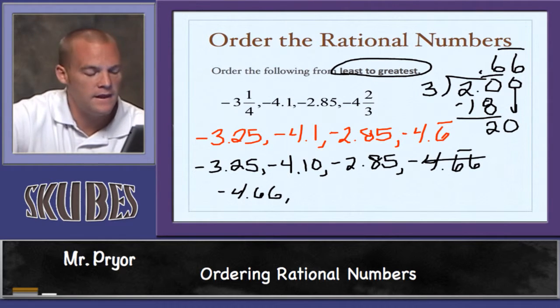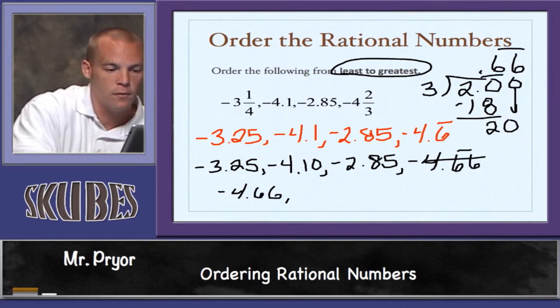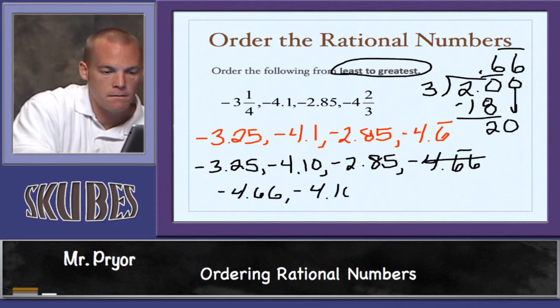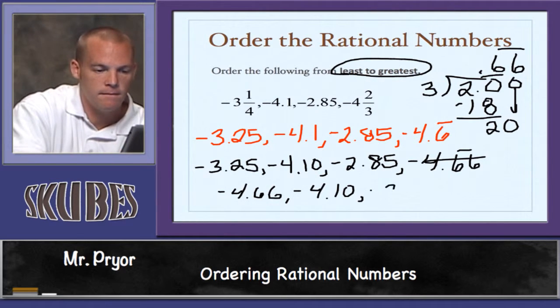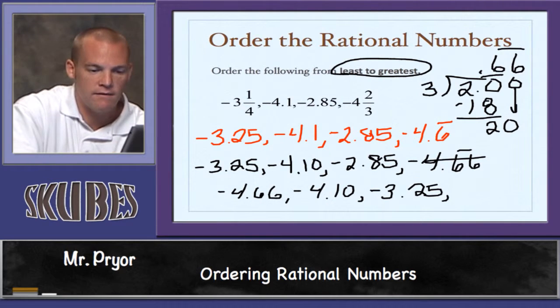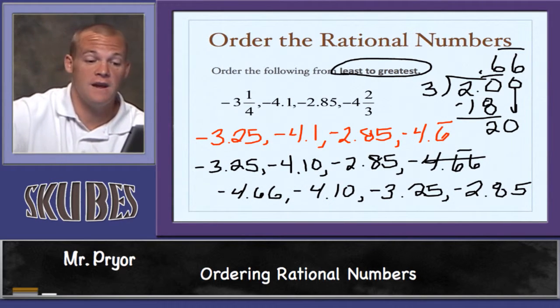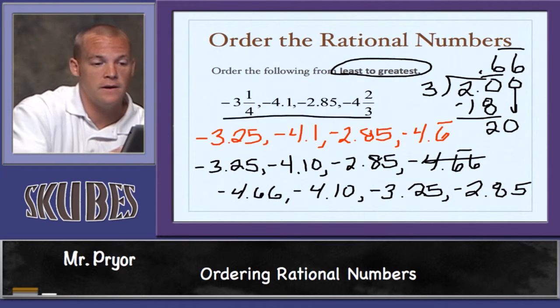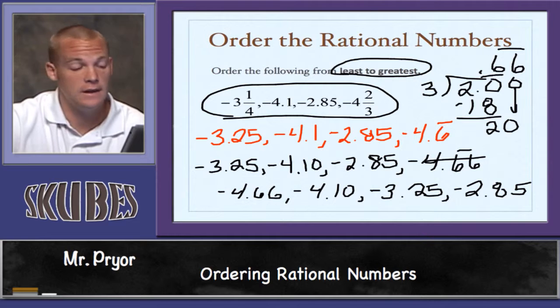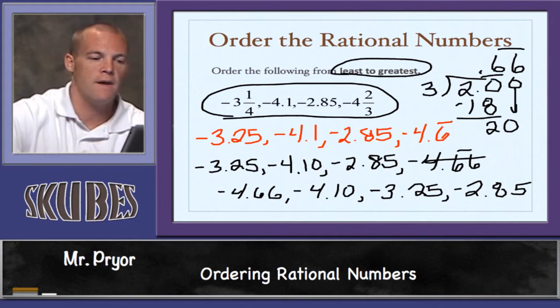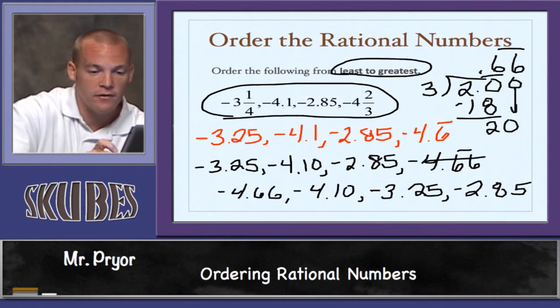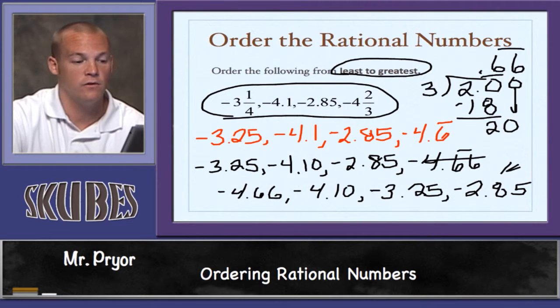All right. And then that will be followed by negative 4.10, which would then be followed by negative 3.25, and then finally negative 2.85. Now, depending on what your teacher's asking you to do, you may need to go back and order the original values up here, okay? So that's a possibility. That's really just all dependent on what your teacher wants you to do. But a lot of times they will want you to go back and remodify the numbers down here at the bottom and put them back in their original form.